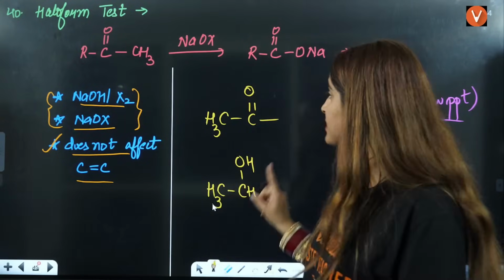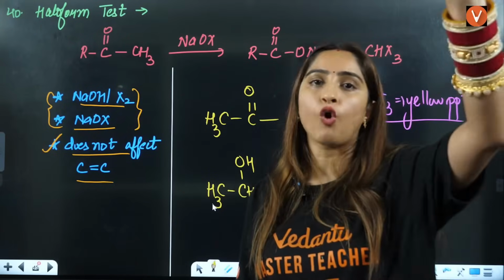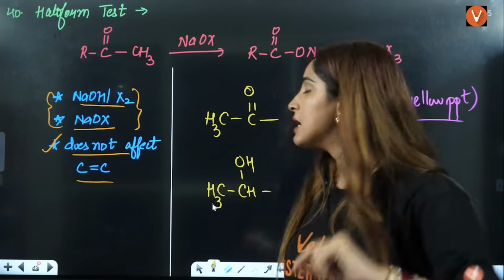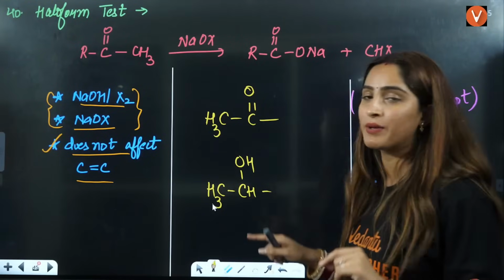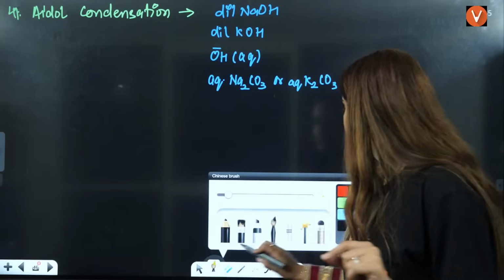That is why this test becomes so important, because they are not saying aldehydes will give, they are not saying alcohols will give, they are not saying ketones will give. They are saying this group or this group is going to give the positive test of iodoform, right?